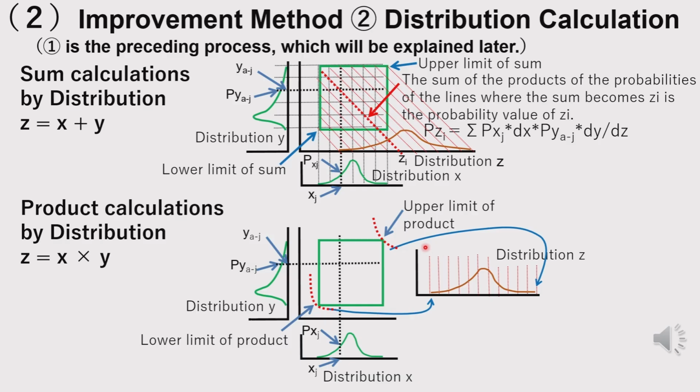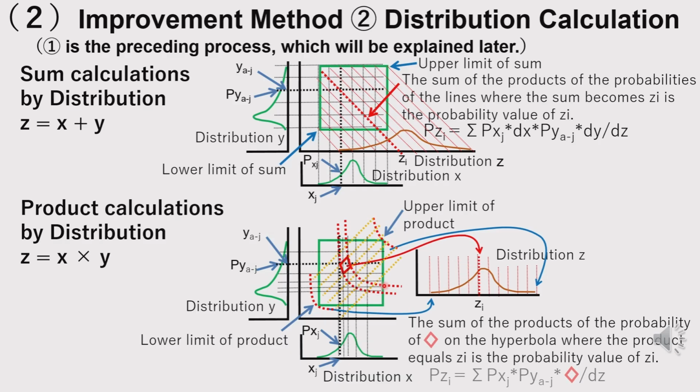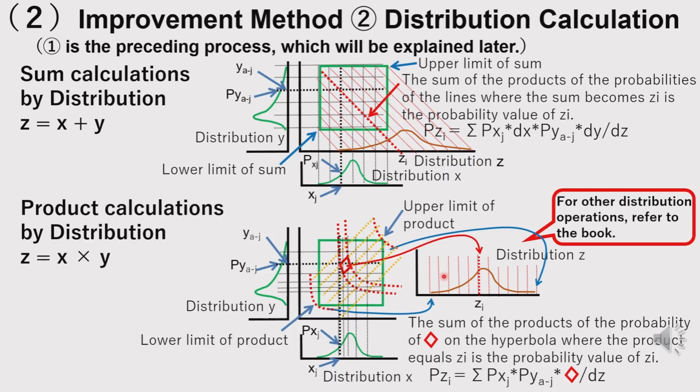For the product of two distributions, the range is defined by the product of the closest point to the origin and the farthest point on the xy plane. The line where the product equals zi lies on the red dashed hyperbola. We place lines with a slope of +1 at equal intervals, and for each zi, we sum the probabilities over the region enclosed by the two hyperbolas and the two straight lines. This probability is the area of that region multiplied by the values of the two distributions along it. For details on other types of operations, please refer to the book.